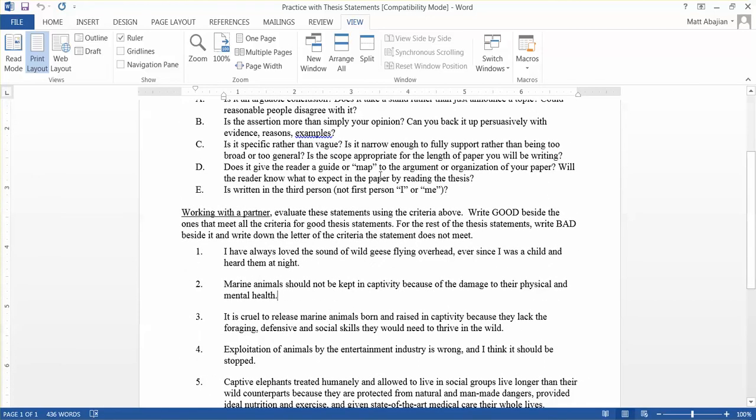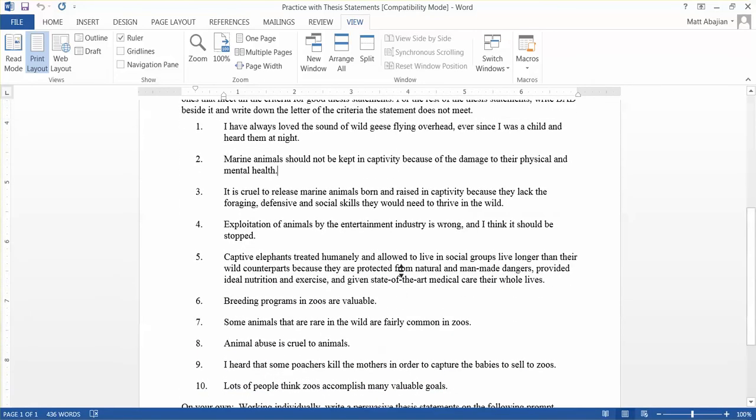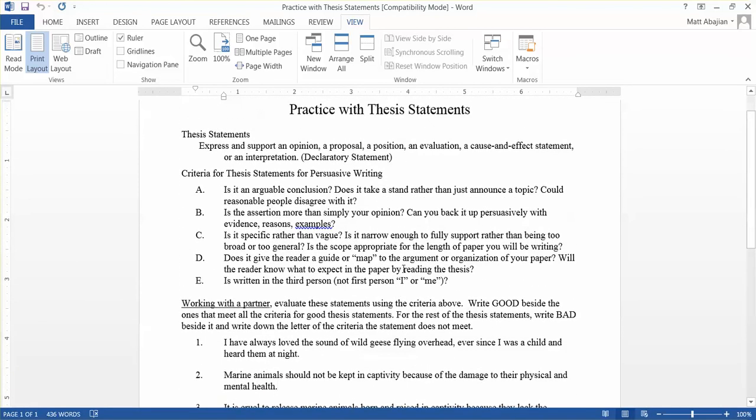If you feel pretty confident with these criteria, great, let's move on. If not, this is a time for you to pause it, go back through, and read through the criteria, and you can even find me and ask me questions during break, lunch, or through email.